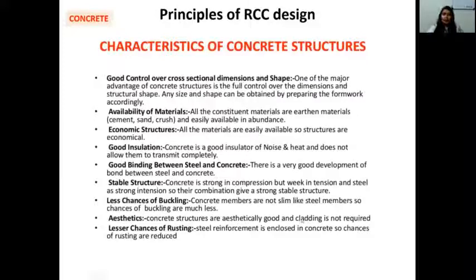Okay, lesser chances of rusting. As the steel is embedded inside the concrete, it is not exposed to air or moisture, and that is why the steel is protected from corrosion. So rusting does not happen unless the steel is open. Okay, so lesser chances of rusting or termite attack, like in timber's case.